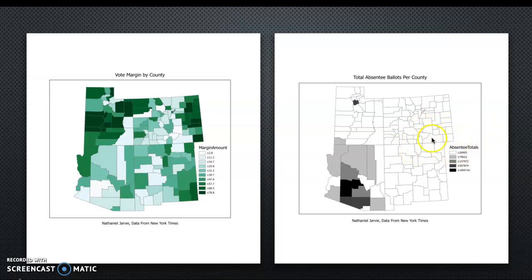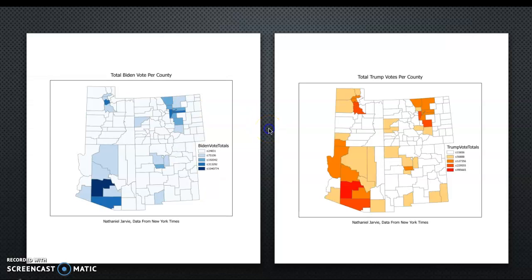So that's probably why there really aren't many absentee ballots that were requested in these areas, because they were already getting mailed to people. This also shows that the margins in certain counties here were really big. Meanwhile, they were tighter in other ones. I just thought those were interesting.